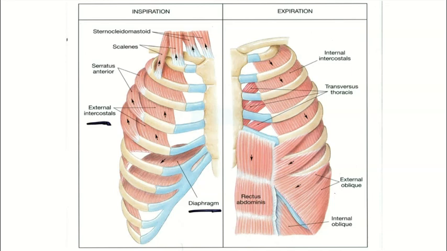The external intercostals, on the other hand, function to elevate the ribs. So notice here that the direction of the arrows is indicating the direction that the muscle pulls when it contracts. The elevation of the ribs is also going to serve to increase the volume of the thoracic cavity.